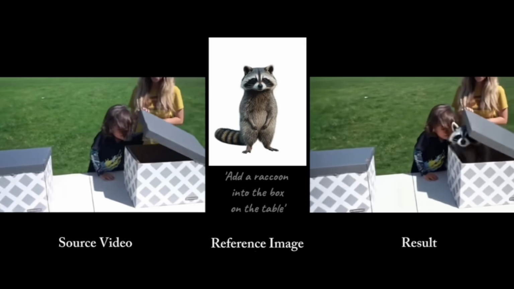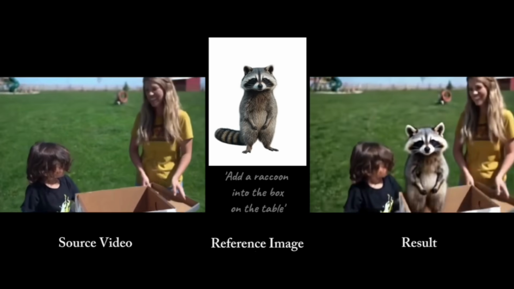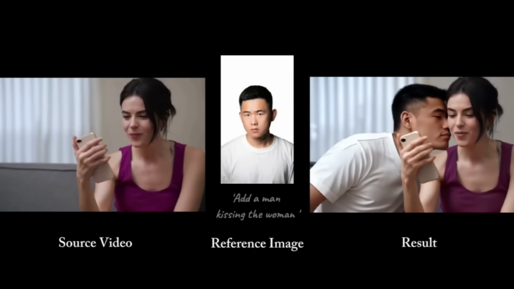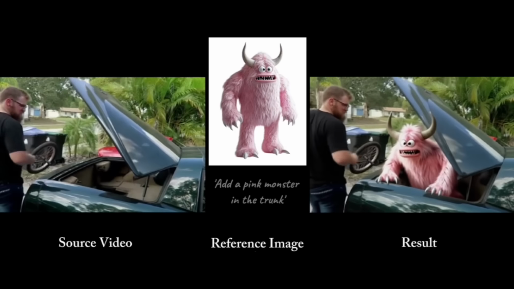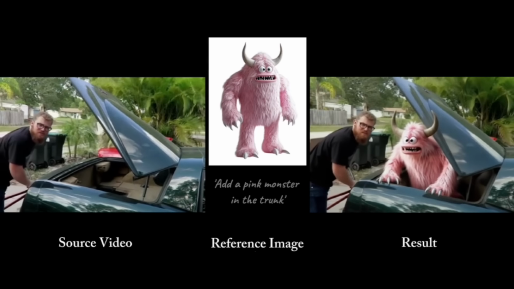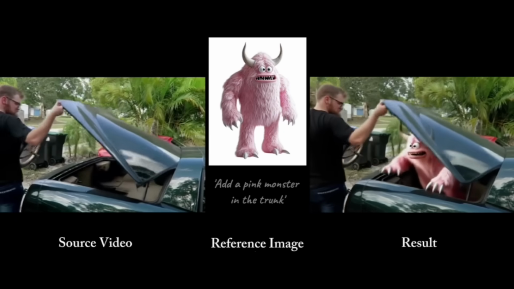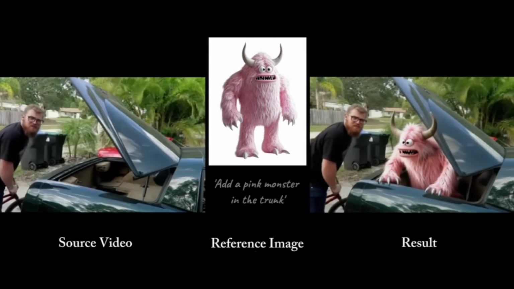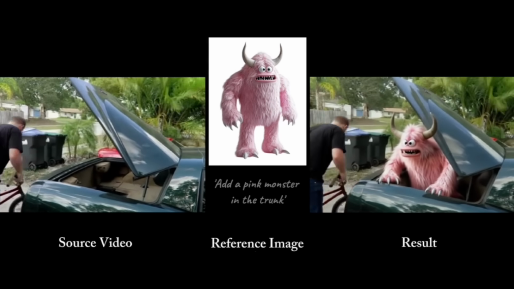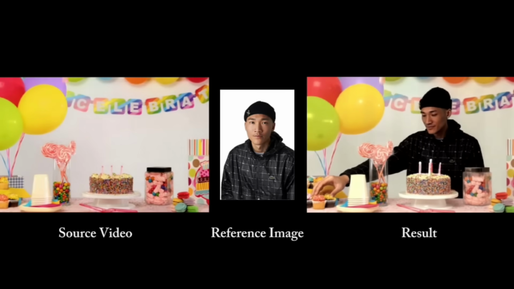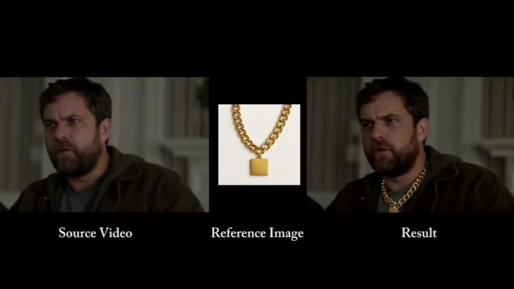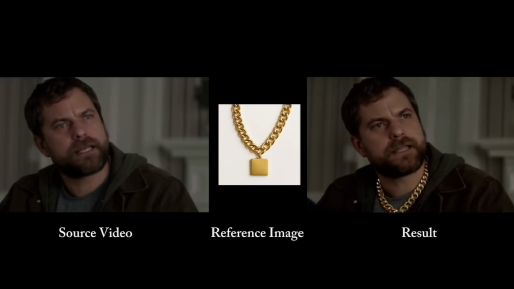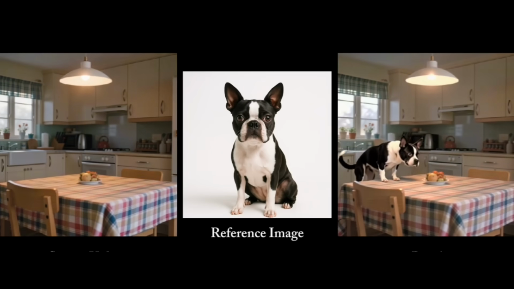Or here's another example where we can add this raccoon into the box on the table, and here's our result. Or we can also add this pink monster in the trunk, and this is our result. Notice that it's able to blend this character in quite seamlessly with the rest of the video. Or here are some other examples for your reference. So you can easily add any character or object into your video with this tool.